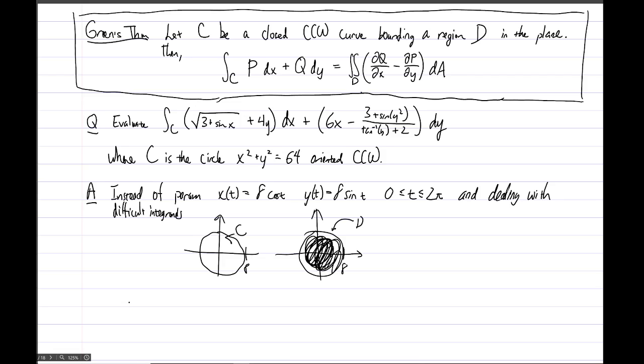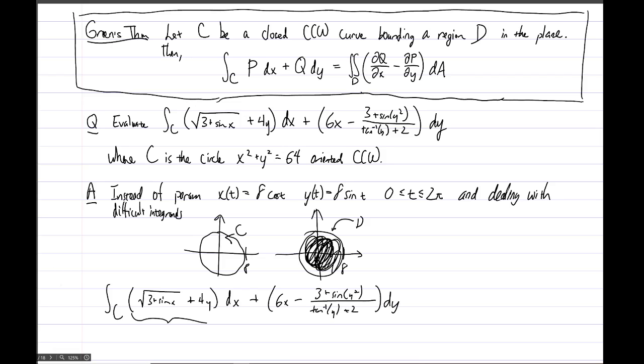So then the integral over C of root 3 plus sine of x plus 4y dx plus, what's the next term in the question we were asked? Oh yeah, I gotta copy this down here. 6x minus the fraction 3 plus sine of y squared over tangent inverse of y plus 2 dy. Let's just note that following the notation in Green's theorem, that's capital P, and then in the next set of parentheses is capital Q.